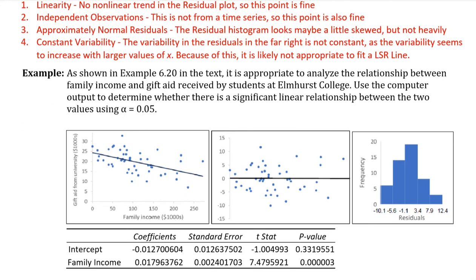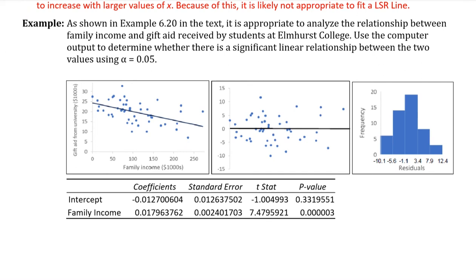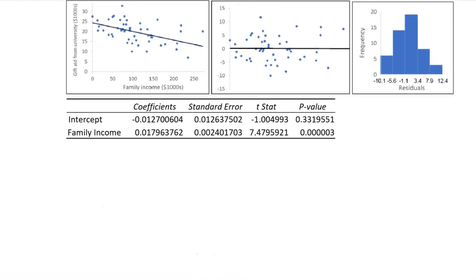Now, it already said that we analyzed this in the text. However, all 4 of the previous conditions do seem to hold. It doesn't have any nonlinear trend. We don't know anything about a time series. The residuals seem to be normal based on the graph on the far right. And the variability in the middle graph seems to be relatively constant. So, when looking at these graphs, we can say that there are no issues present with the 4 conditions. And therefore, we can move on and create the hypotheses for this.